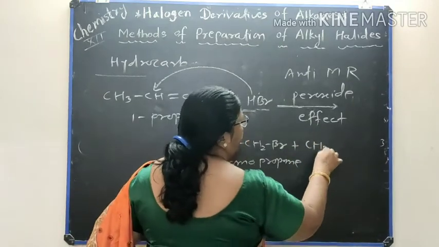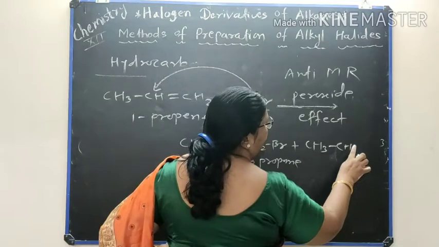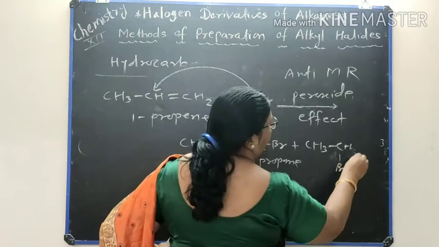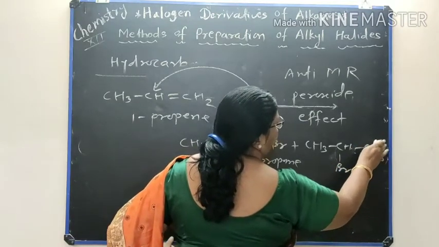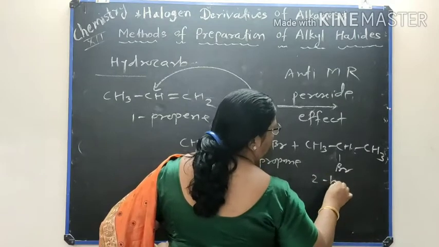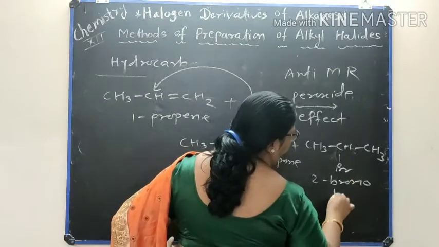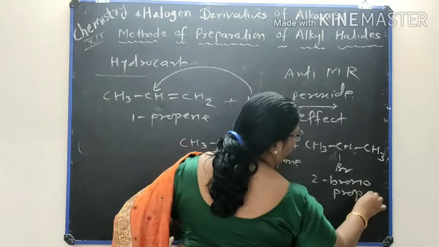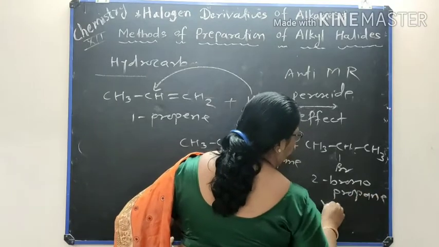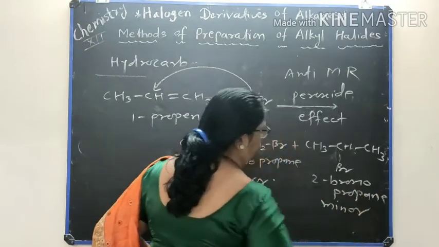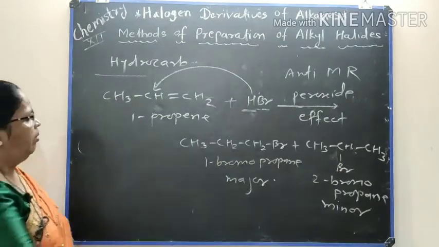And the second one, CH3, CH, Br, CH3, is called 2-bromopropane, and this is the minor product.